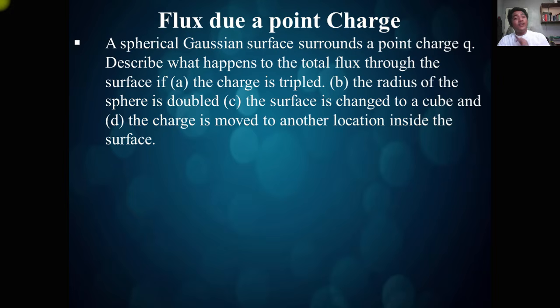So to test your knowledge again, let's try to solve some problem. A spherical Gaussian surface surrounds a point charge Q. Meaning the magnitude of Q can be, let's say, positive 1 microcoulomb, 1 picocoulomb, etc. So we have a spherical Gaussian surface surrounding a point charge Q. Describe what happens to the total flux through the surface if, letter A, the charge is tripled. What will happen to the flux if the charge is tripled?